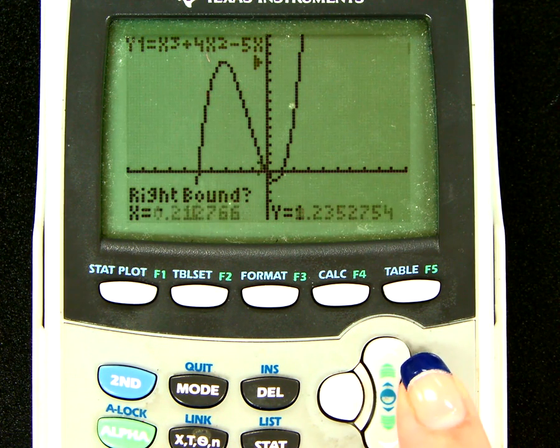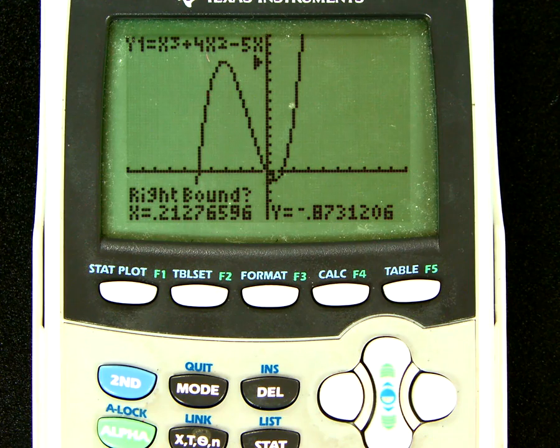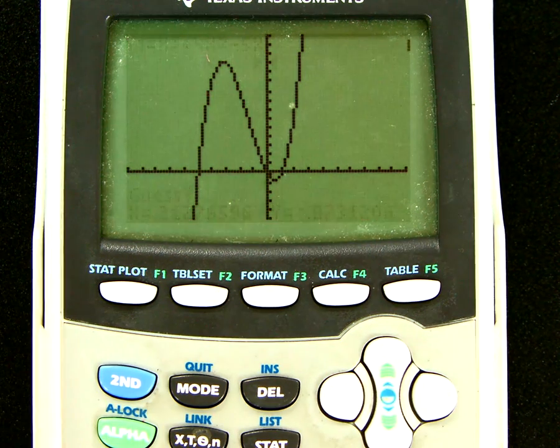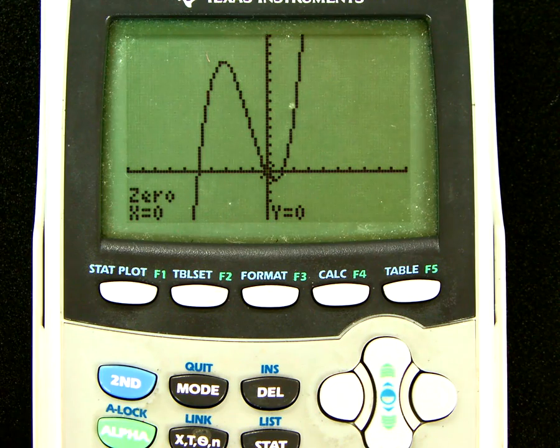And then arrow so that we're just below the x-axis. So our y value has to be negative. And then enter, enter when it says guess. So our second 0 is 0. So again, I'm just recording that on my piece of paper.